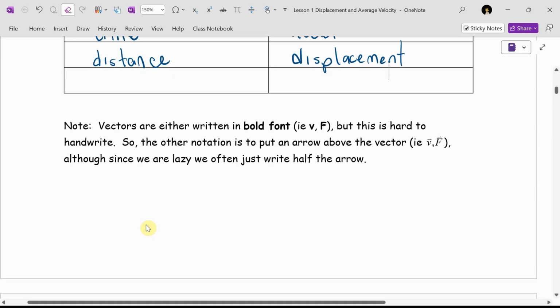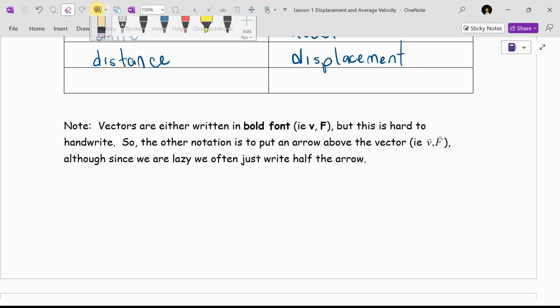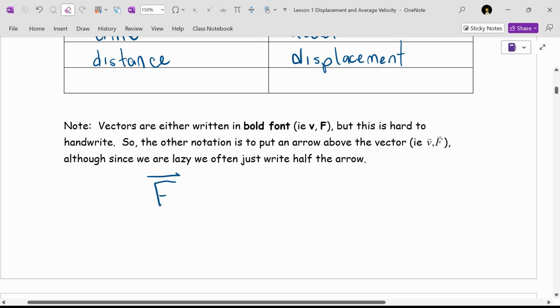Vectors are in textbooks written in bold font, but it's really hard to do bold font when you're handwriting. So when we're handwriting, we put an arrow above the vector. To show that force is a vector, we would do that, although we get lazy and only put half the arrow. That's just kind of happened over the years. That's a vector.